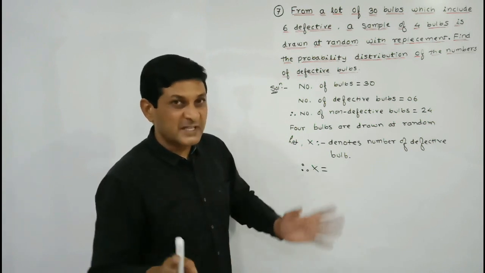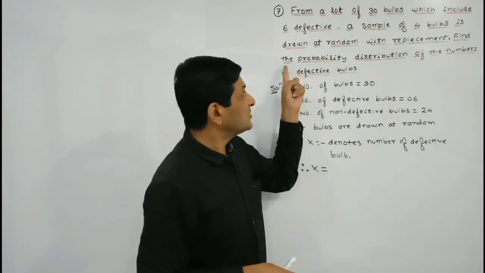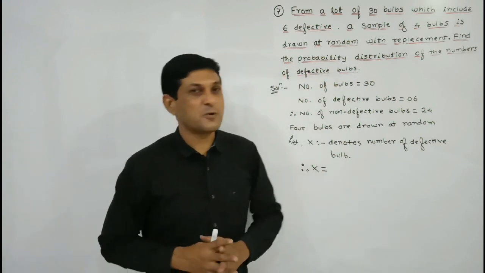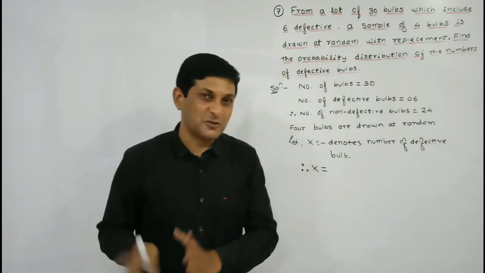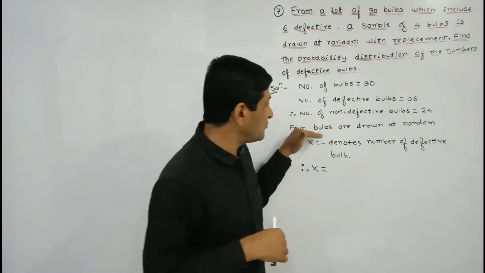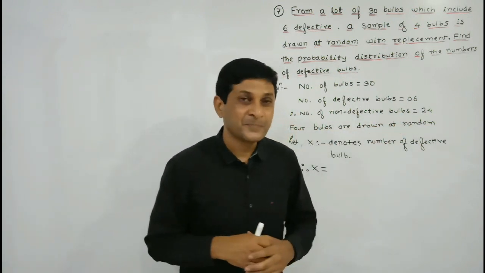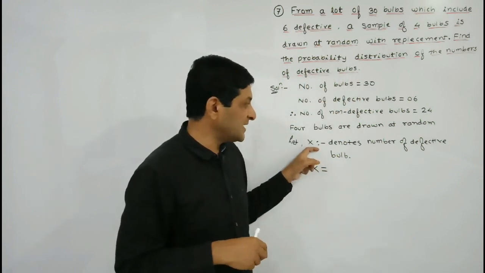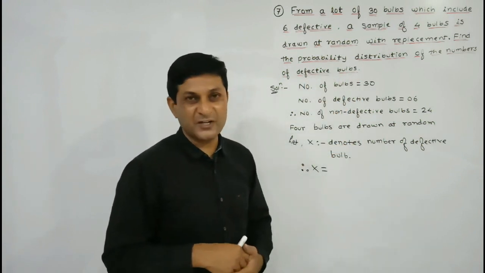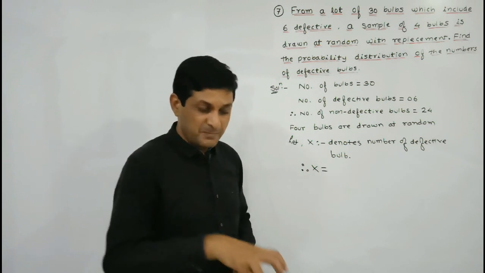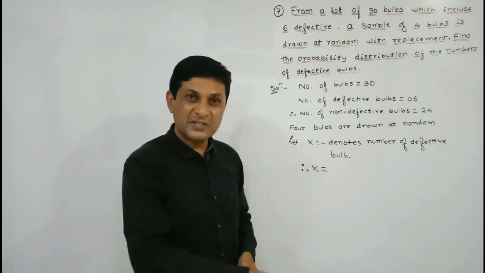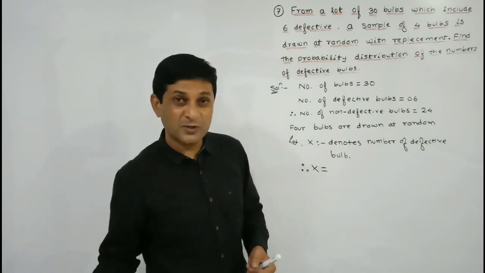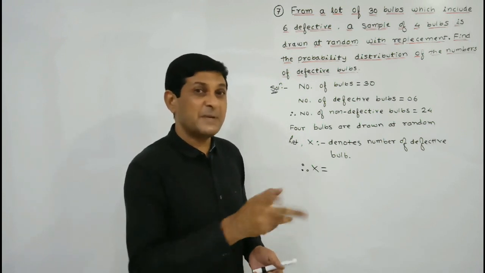That's why the nature of the example changes. Find the probability distribution of number of defective bulbs. Now we have to find the probability of the number of defective bulbs. How many bulbs are drawn? 4 bulbs are drawn at random, and X denotes what? The example is related with defective bulbs, that's why we are saying that X denotes the number of defective bulbs. What happened is that the first bulb was taken out and put back, then the second bulb was taken out and put back, the third bulb was taken out and put back, the fourth bulb was taken out and put back, meaning there is replacement.